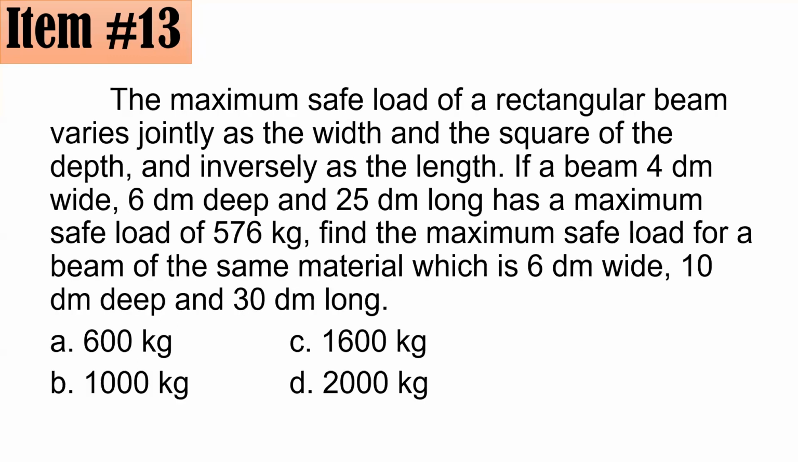13. The maximum safe load of a rectangular beam varies jointly as the width and the square of the depth and inversely as the length. If a beam 4 dm wide, 6 dm deep, and 25 dm long has a maximum safe load of 576 kilograms, find the maximum safe load for a beam of the same material, which is 6 dm wide, 10 dm deep, and 30 dm long. Did you go for 600 kilograms? 1,000 kilograms? 1,600 kilograms? Or 2,000 kilograms? Okay, what's your answer for number 13 po?